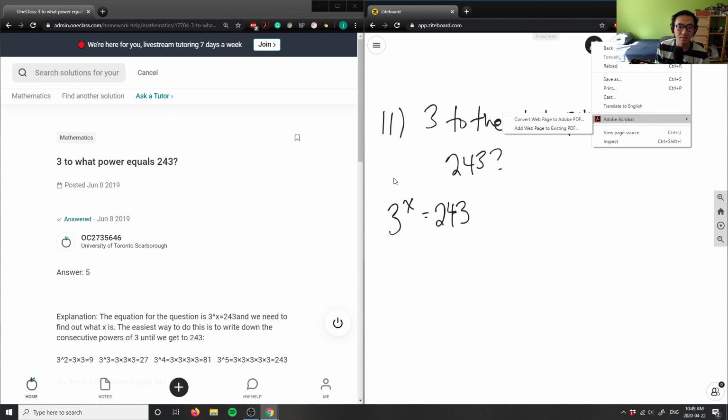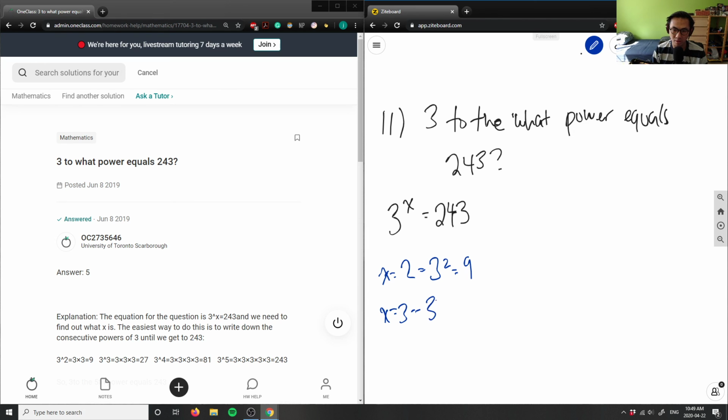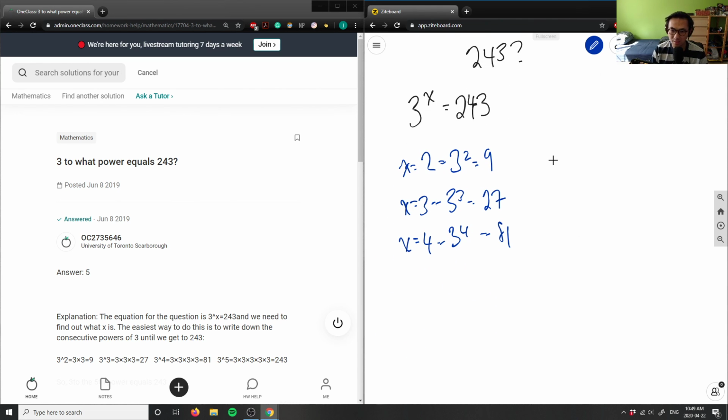And what this University of Toronto Scarborough student did, which was actually really good, is they did a guess and check. So they're saying, okay, if x equals 2, then it's going to be 3 squared, which equals 9. If x equals 3, then I'll get 3 cubed, which equals 27. And then x equals 4 would be 3 to the power of 4, which equals 81. And finally, if x equals 5, that's 3 to the power of 5, which equals 243.